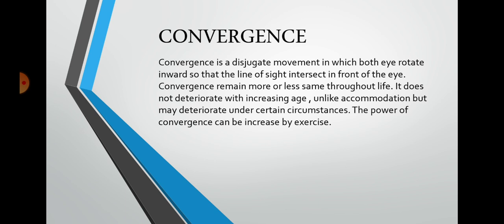Convergence remains the same or constant throughout life. It does not change. But accommodation changes, as we know that there is a fall of accommodation after 40 years of age, but convergence remains constant. But the convergence may change or deteriorate under certain conditions. We are going to discuss it later on.